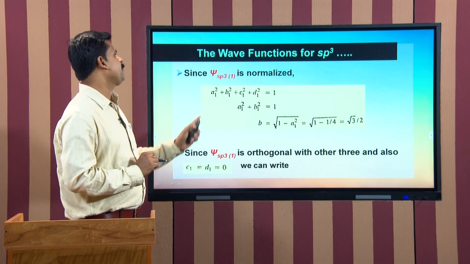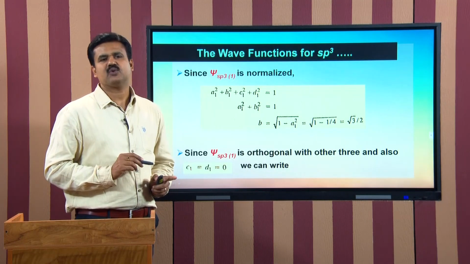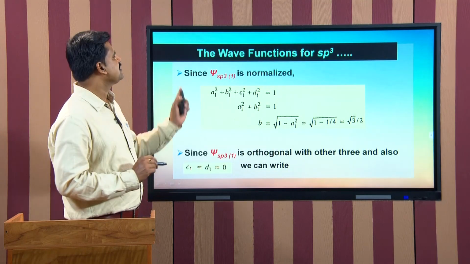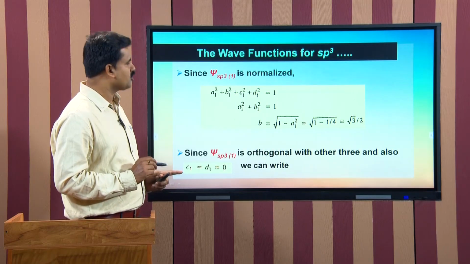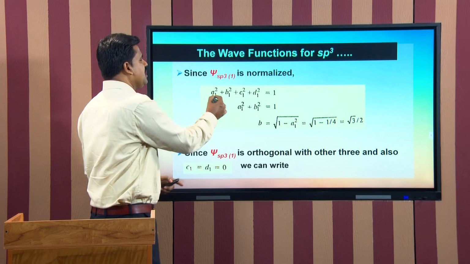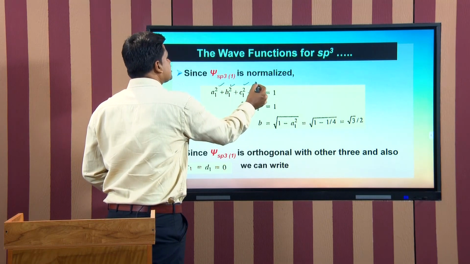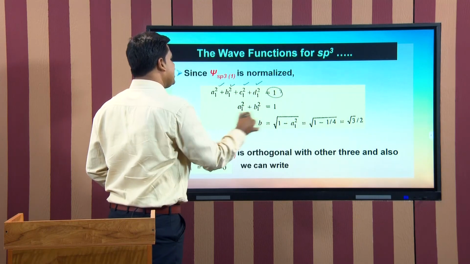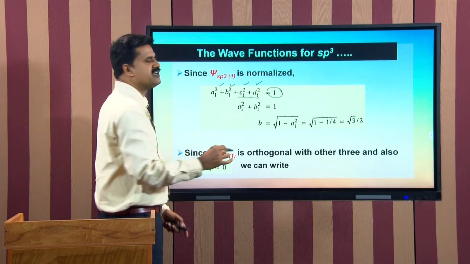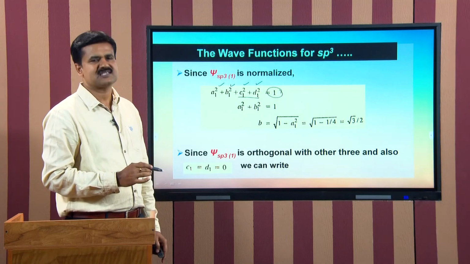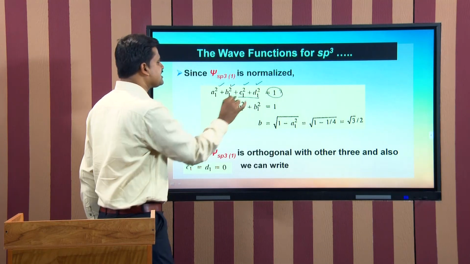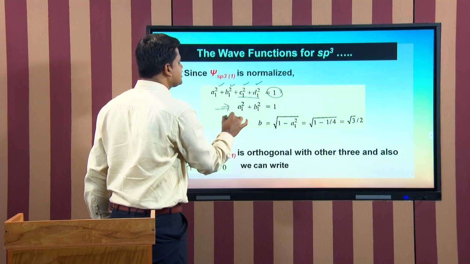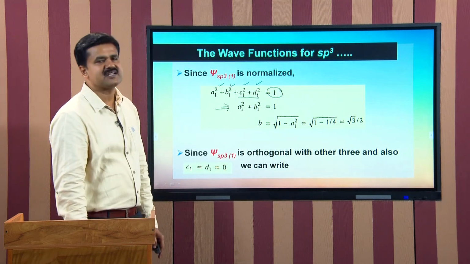Now we are taking the normalization condition of psi sp3 1. Since psi sp3 1 is normalized, we can arrive at this point: a1 square plus b1 square plus c1 square plus d1 square is equal to unity. But we already proved that c1 and d1 are equal to 0. Therefore, those two terms vanish and finally we arrive at this result: a1 square plus b1 square is equal to 1.